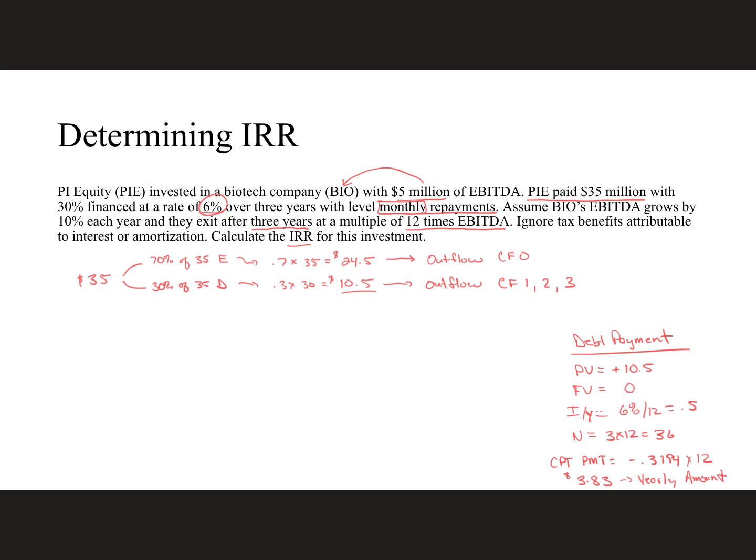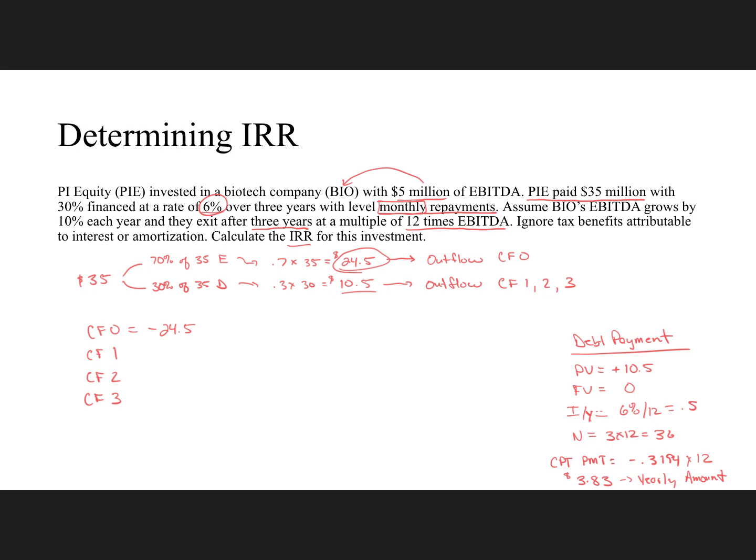Okay, so let's just start working our cash flow statement. We have our cash flow in year 0, our initial cash flow, our cash flow in year 1, year 2, and year 3. So we know that in our first year, we're going to have our equity payment, so we have negative 24.5 million dollars as an outflow.